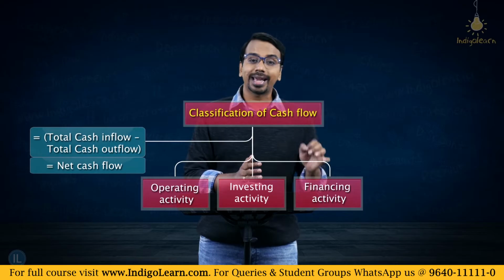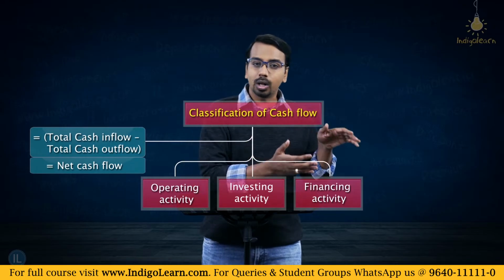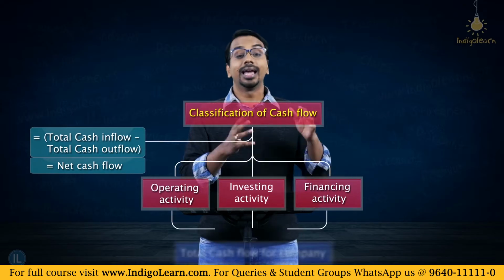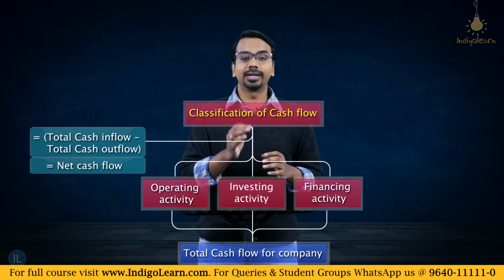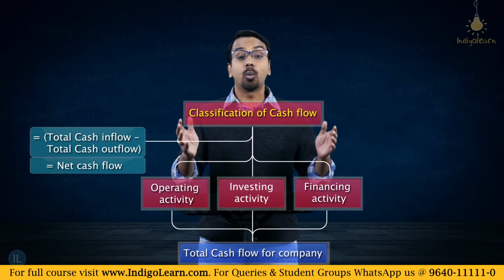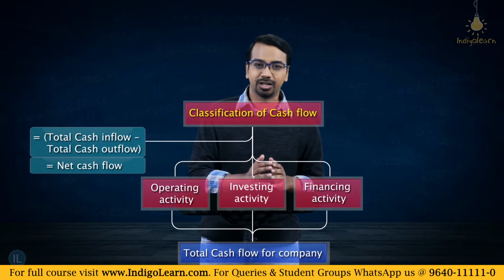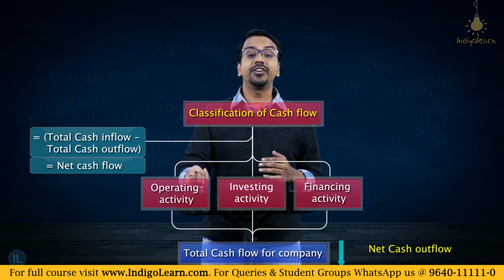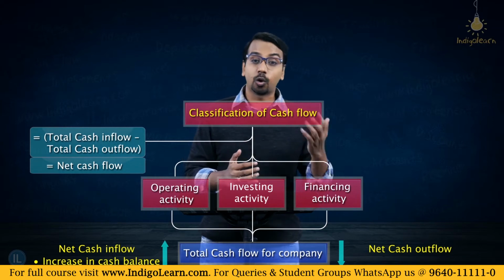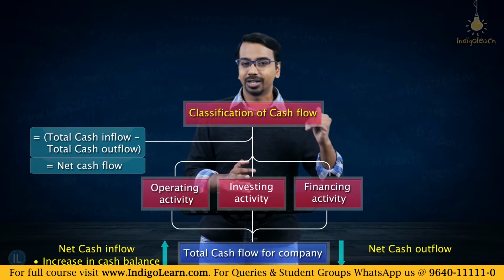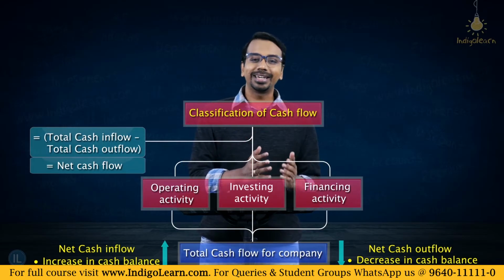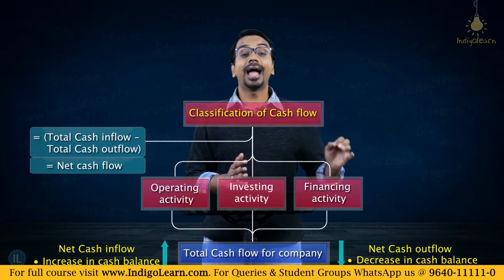Once you know the net cash flow under each category, you sum up all three categories. Let's say there is some inflow under 1, some outflow under 2 and some inflow under 3. When you sum up all three, what you get is the total cash flow for the company for the particular period. It could be a net cash inflow or a net cash outflow. If it is a cash inflow, our cash balances have increased, and if it is a net outflow, our cash balances have decreased. So, summing up cash flows from three activities will give us the net increase or decrease in cash and cash equivalents.